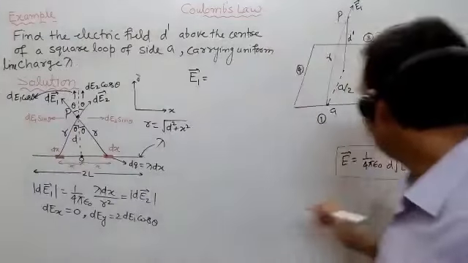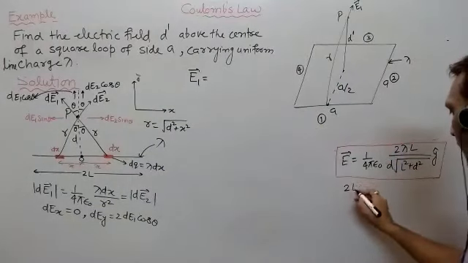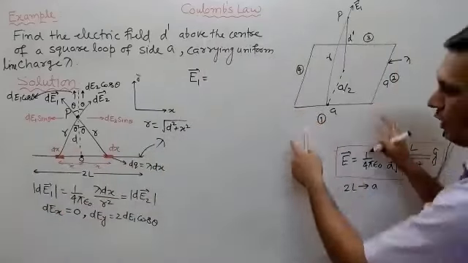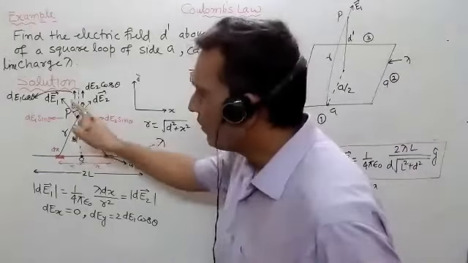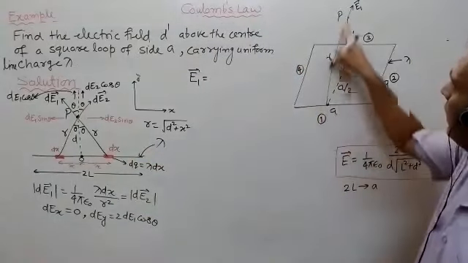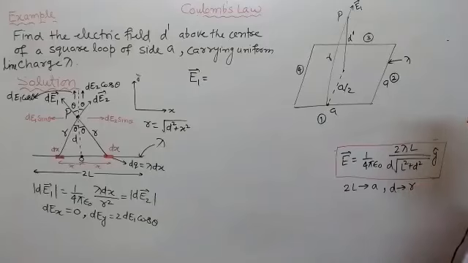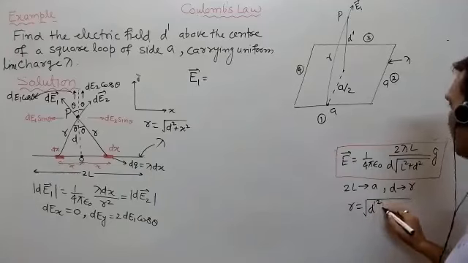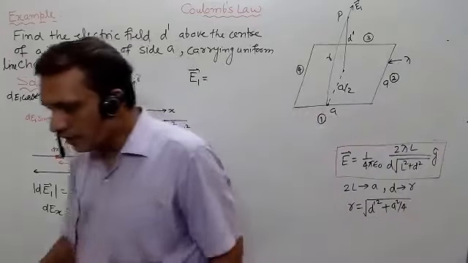In this relation you can see this 2l is replaced by a. This length is 2l, this length is a, so you have to replace 2l by a. You have to find the field d distance away, and here you have to find it at small r distance away, so you have to replace d by small r. Is it clear? And this small r is under root d dash square plus a square by 4. I think this point is clear.